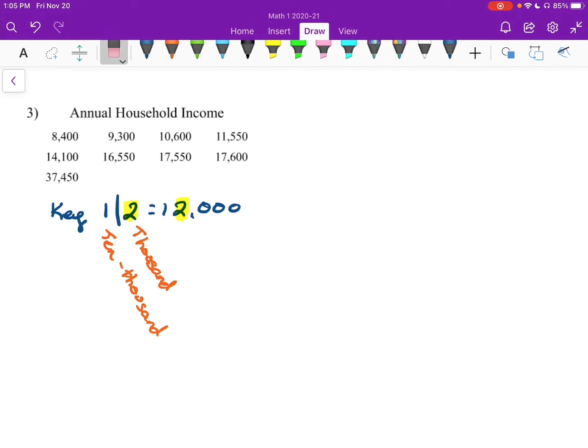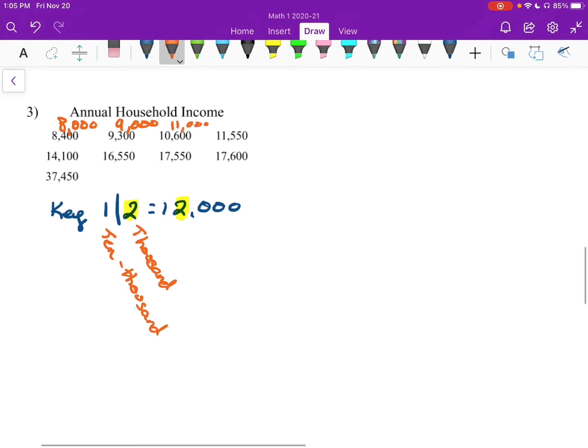That looks a little bit messy. 9,300 rounds down to 9,000. 10,600 will round up to 11,000. 11,500 will be 12,000. The next one will round down to 14,000. This one will round up to 17,000. This will round up to 18,000, 18,000, and 37,000, rounded down.